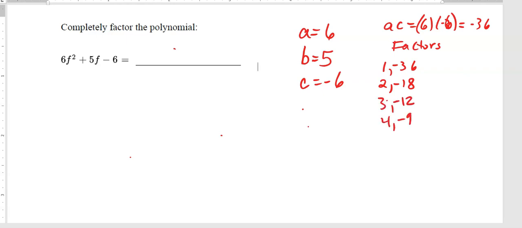4 and -9. 5, if I put it in my calculator as a decimal, if I divided 36 by 5. And then 6, I can definitely do. You can see now I'm at the middle because if I go the other direction, I'm just repeating what I've already done. Now, to make a -36, I can do 1 and -36, or I might do -1 and 36. I have to consider both.